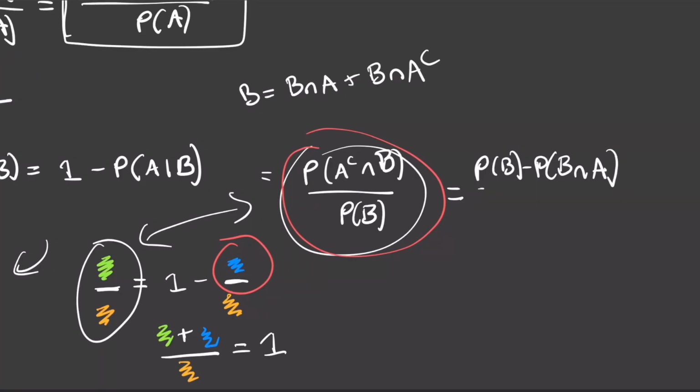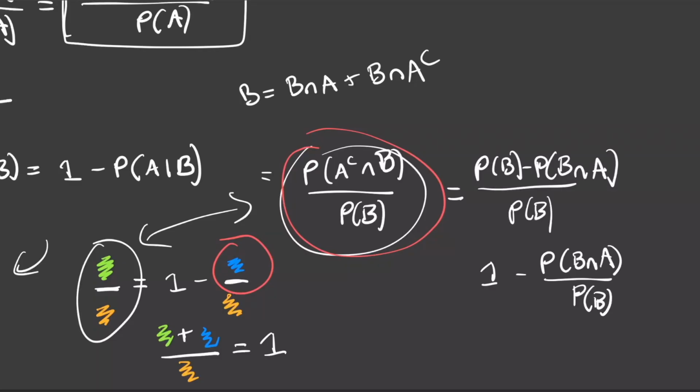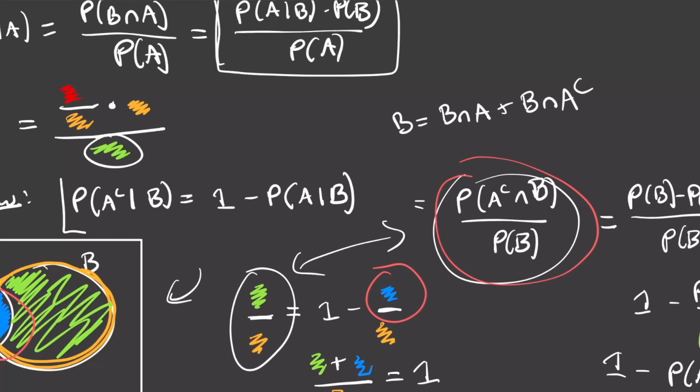And then if we take that over the probability of B, well, these are going to cancel. We're going to get 1 minus the probability of B intersection A over the probability of B. And what is this saying right here? When we restrict our sample space to B, what is the probability of A occurring? So it's the probability of A given B. So this whole side of the equation is 1 minus the probability of A given B, and we have that equal to the probability of A complement given B, right? That is exactly what we were originally trying to show.